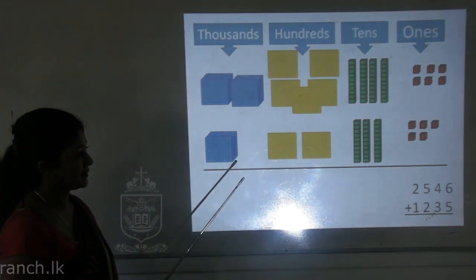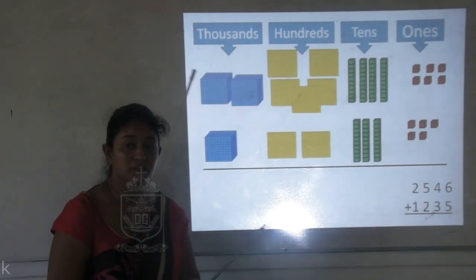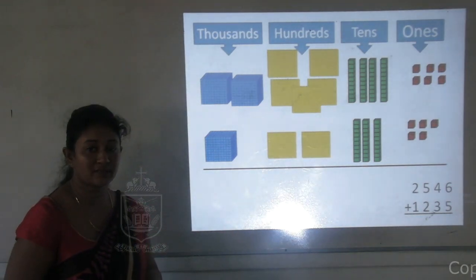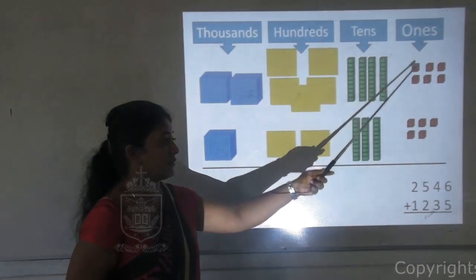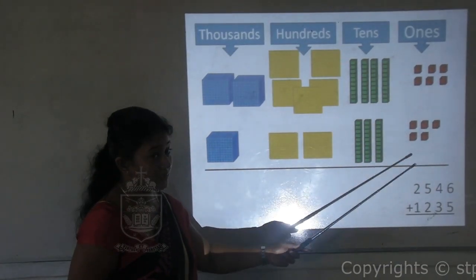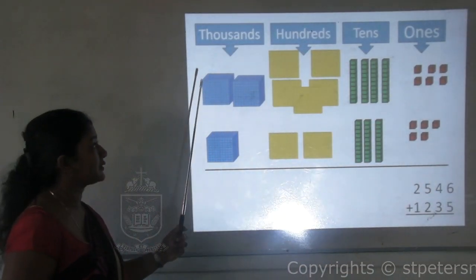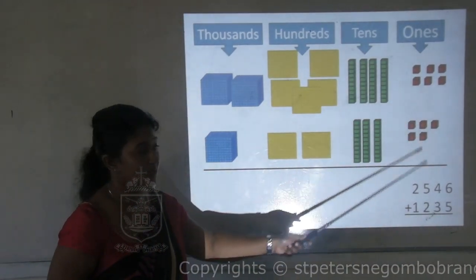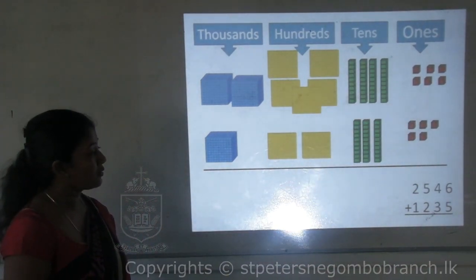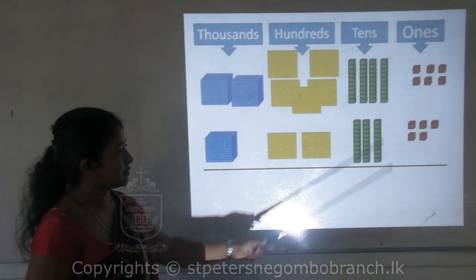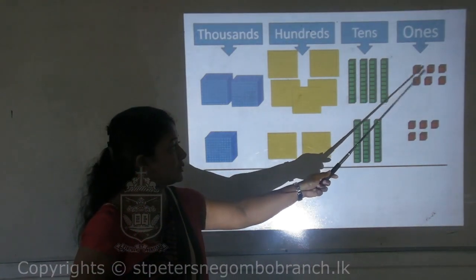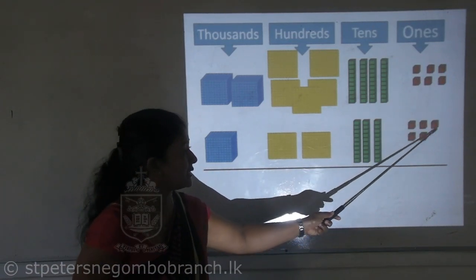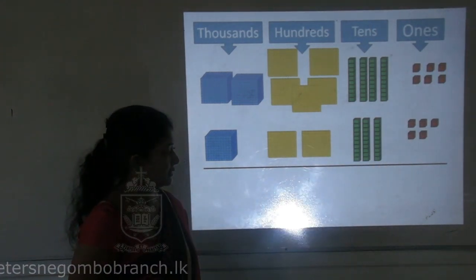When you're going to do addition, you always have to start from 1's place, children. When you start any addition, we cannot start from 1000 place. You have to start from 1's side. Right. Now we are going to count each block. Shall we count? 1, 2, 3, 4, 5, 6, 7, 8, 9, 10, 11.